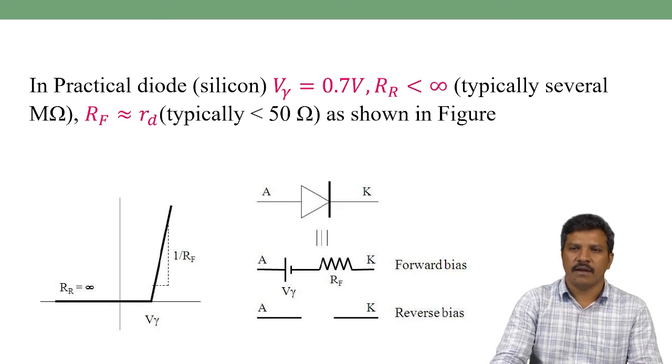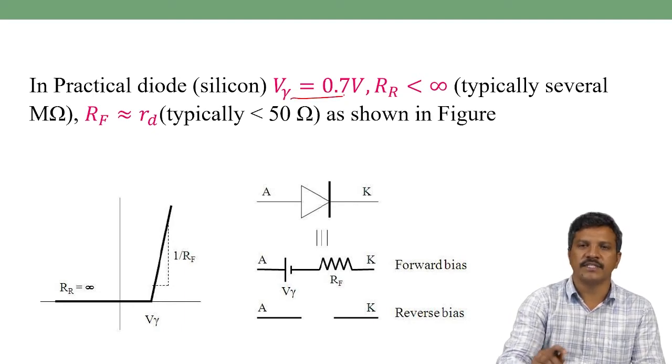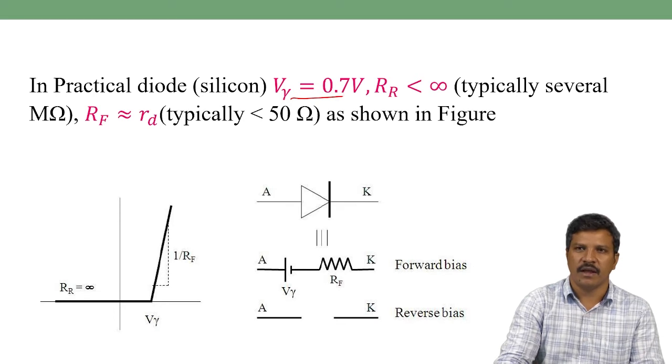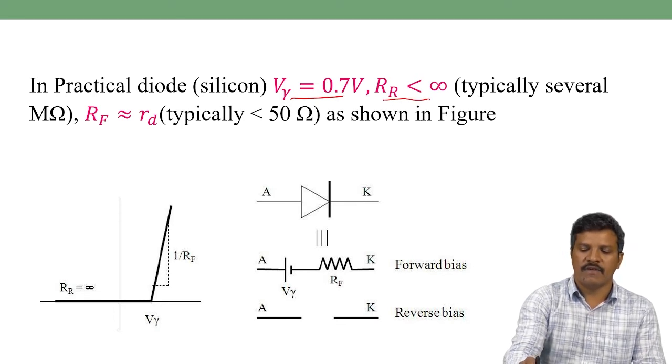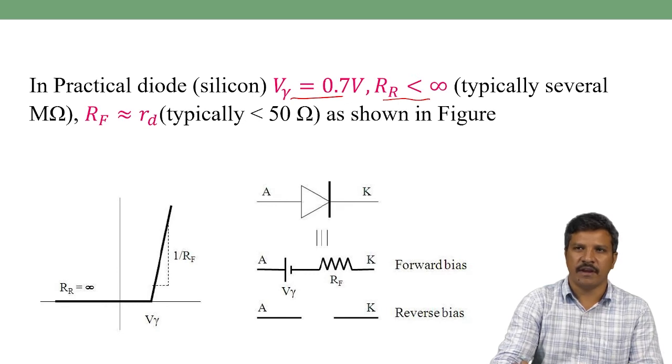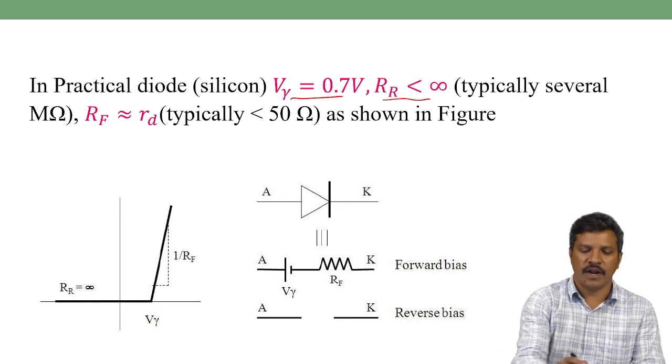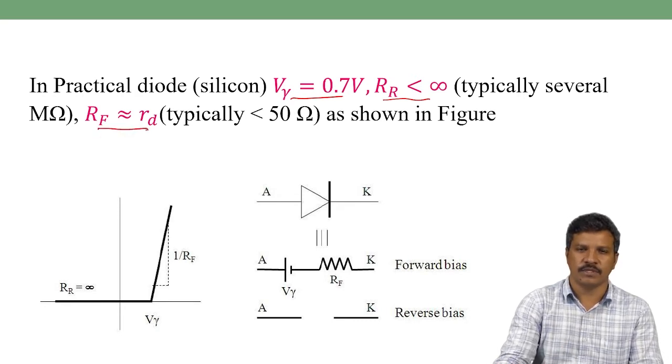And then the last approximation, which is called the piecewise linear approximation or practical diode model approximation. Here, the cut-in voltage or barrier voltage V gamma is equal to 0.7, the diode reverse resistance RR is less than infinite, typically several mega ohms, and RF, the forward resistance of the diode, is a small RD, typically less than 50 ohms, as shown in the figure.